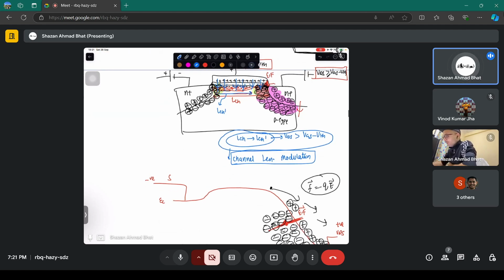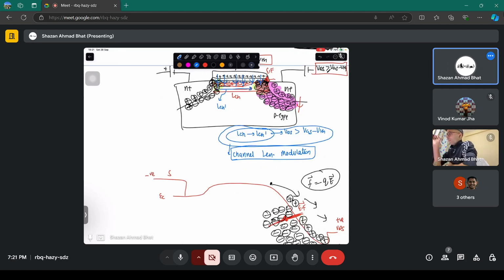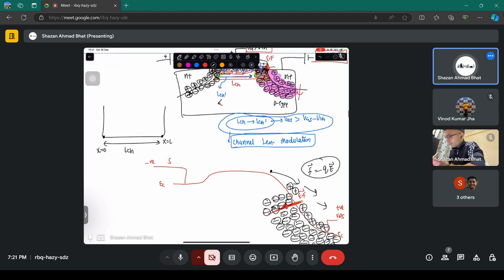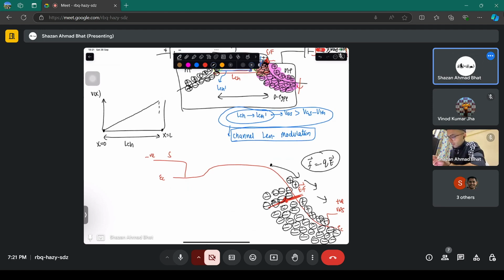And one thing to note here is that because the channel has now moved away from the drain point, inside the channel, if this is channel LCH, let's say this is x equals 0 and this is x equals L. If you draw the potential profile, you will get something like this, where at this point the potential is VDS, and you have 0 at the source terminal. This is the source terminal.